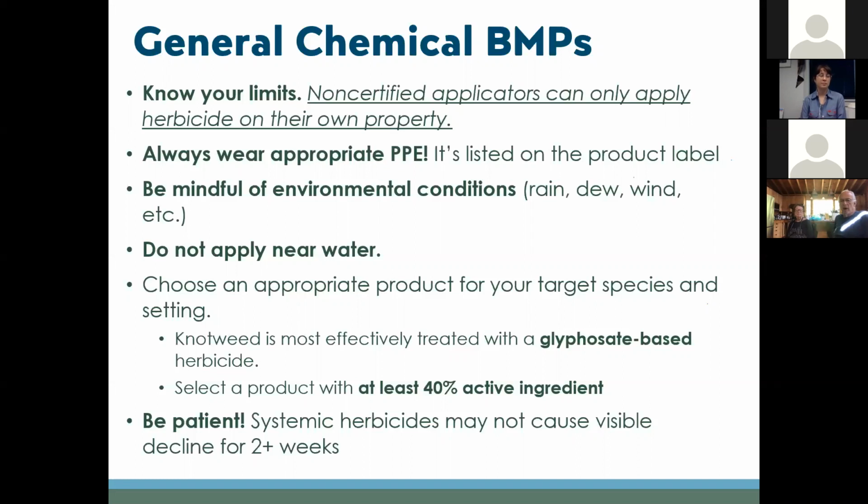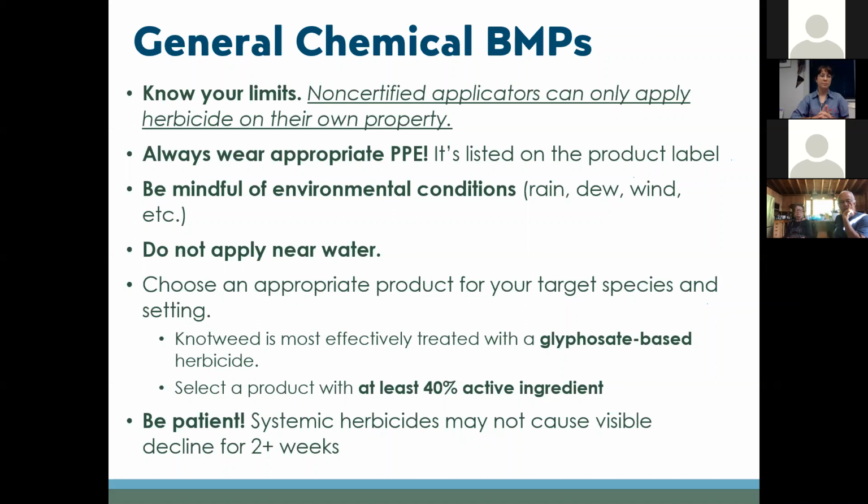For knotweed, we're most commonly using glyphosate-based herbicides. And more specifically, we want to select a product with at least 40% active ingredient. This is something that will be listed on the front of the herbicide product's label. Often if you purchase an herbicide in a hardware store or a big box store, you may find that the active ingredient is perhaps only 18%. This is not a strong enough product to control a tough species like knotweed. So you want to look for that 40%, which can often be found in something like an agricultural supply store.